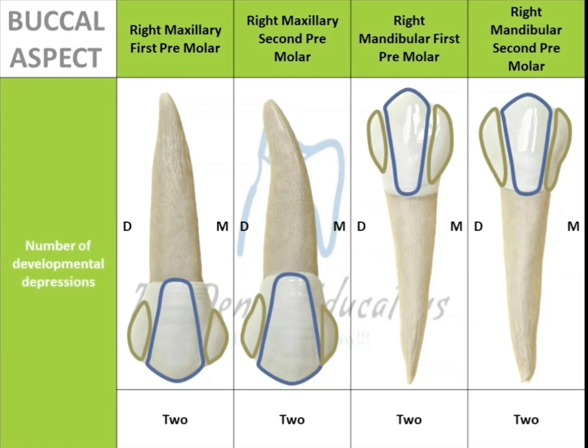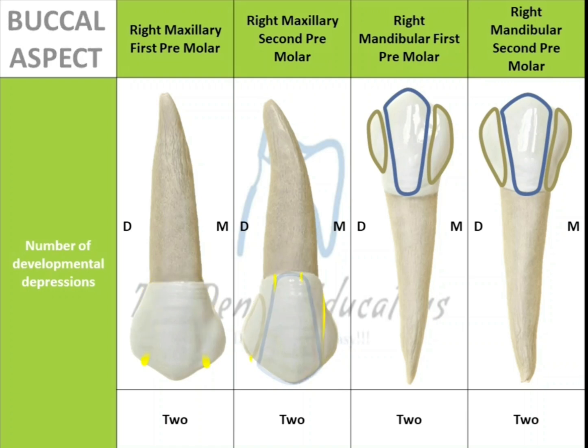All of the 3 lobes, mesial, middle and distal lobes on the buccal aspect, are separated by linear developmental depressions which are marked by yellow color. There are 2 developmental depressions observed on the buccal aspect of maxillary and mandibular premolars separating the 3 lobes.